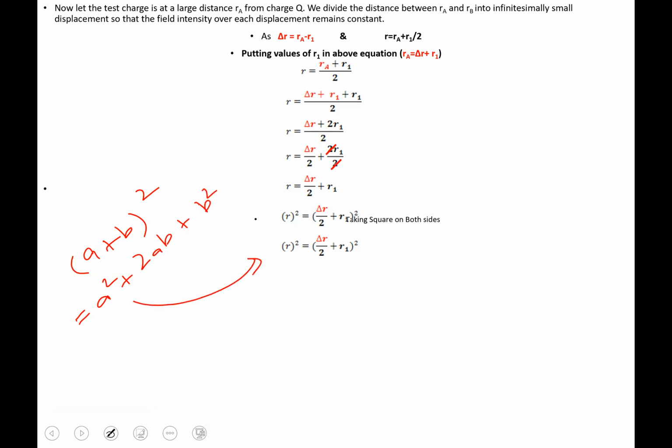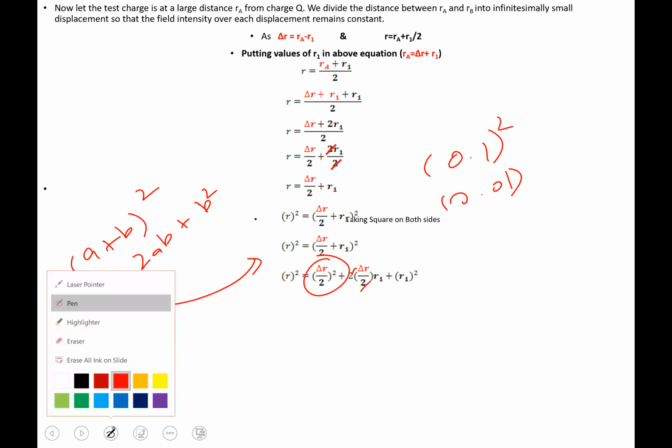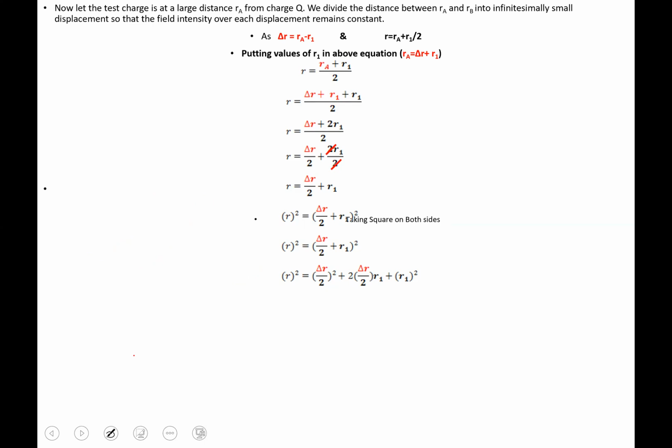Now applying the same concept here, we get R square is equal to A square, which is delta R divided by 2 whole square, plus 2AB, or 2 into delta R divided by 2 into R1, plus B square, which is R1 square. This square part, whenever you take, let's say, 0.1 and square it, will be even smaller, so you can neglect it because it is already very, very small compared to the whole scenario.